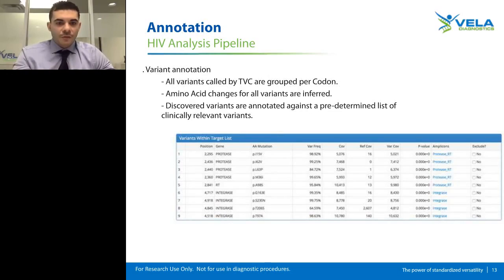Once we've called the variants, we output them on our reporter interface, and you'll get a very simple, streamlined table with the position, your gene, your amino acid mutation, variant frequency, your coverage, reference coverage, variant coverage, your p-values, and also if you click this link, you'll get a visual look at your read depth.